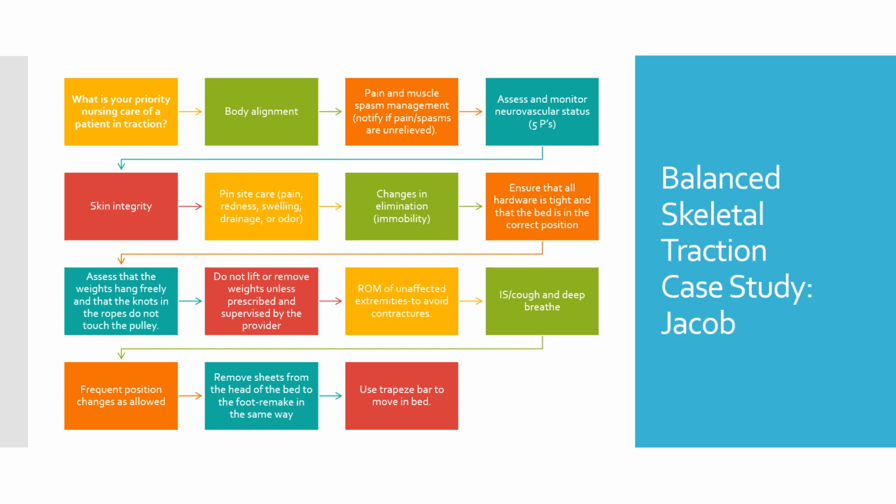So our next nursing care would be pain and muscle spasm management. There's going to be a lot of muscle spasms with this, because we've gone directly through their skin to their muscle, and there's going to be pain, of course, related with that. So again, if we're having pain that's unrelieved, we're worrying about compartment syndrome. So we need to let the doctor know about that.